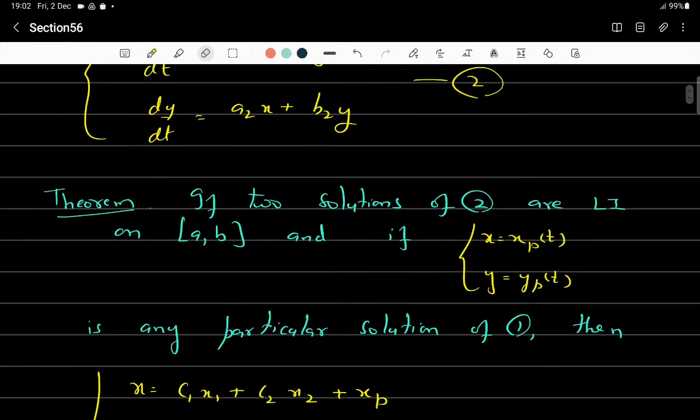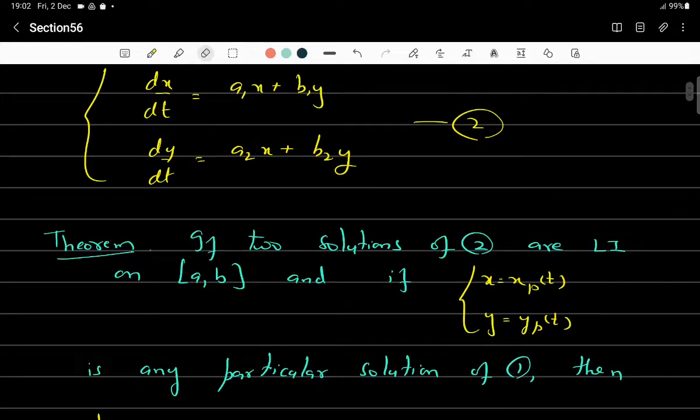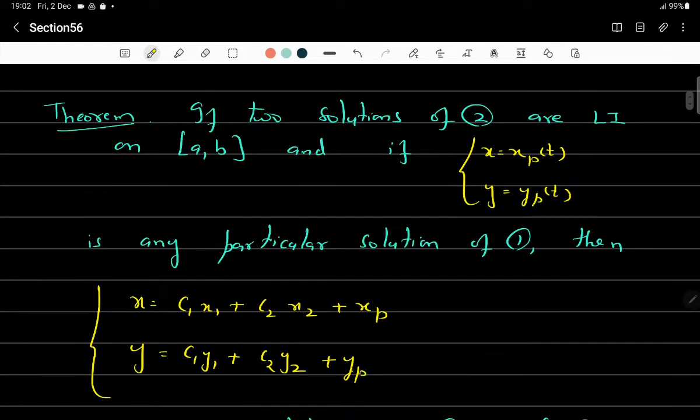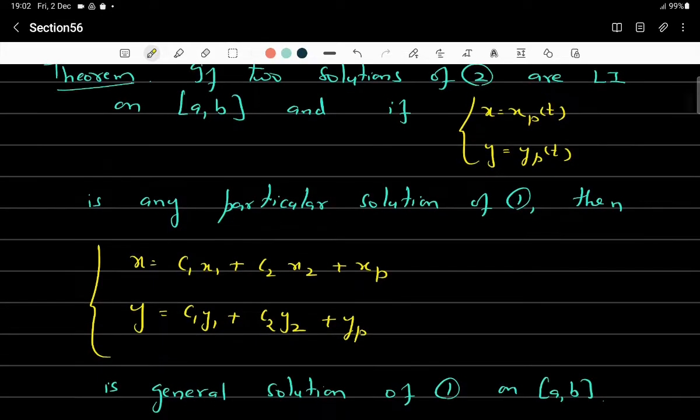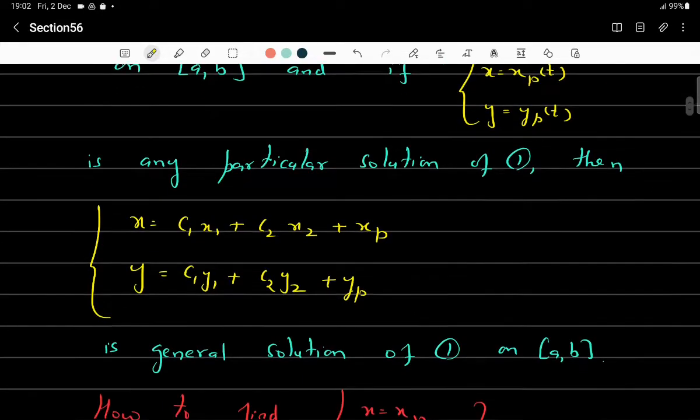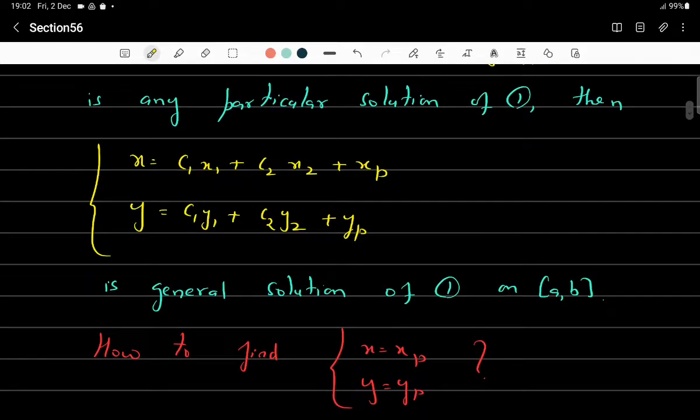So the theorem says that if two solutions of equation 2 are linearly independent, and if x is equal to xp of t, y is equal to yp of t is a particular solution of equation 1, then yg plus yp, which means the general solution of 2 plus the particular solution of 1, gives you the general solution of 1. So now the question comes, how do we find the particular solution?